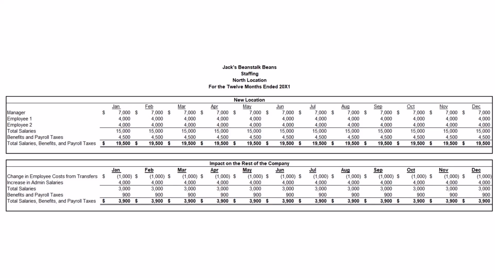The second box looks at the staffing cost changes in other parts of the company. The first line is a change in employee costs from transfers. The manager at the new location was promoted from another location. The old location hired a new person that is earning $1,000 less than the new manager's old salary. The second line reflects the need to hire another administration person to handle the increase in staffing and locations.